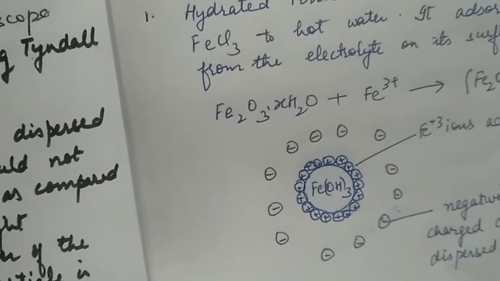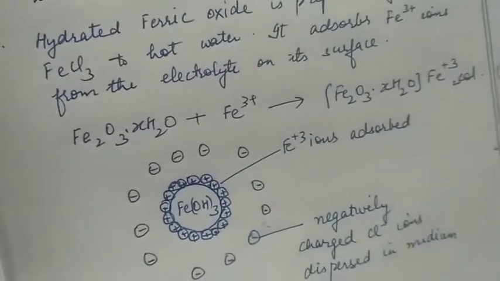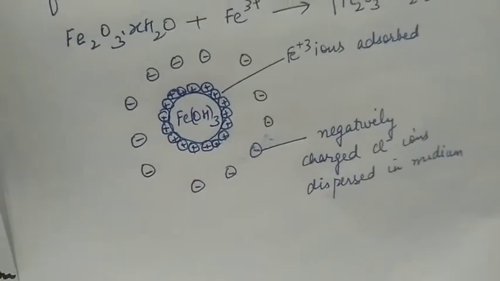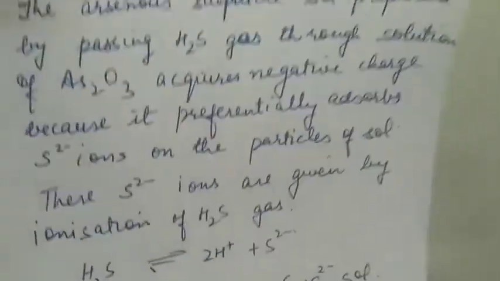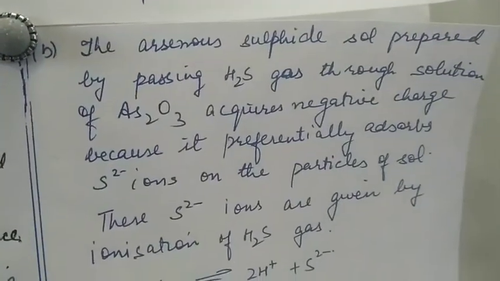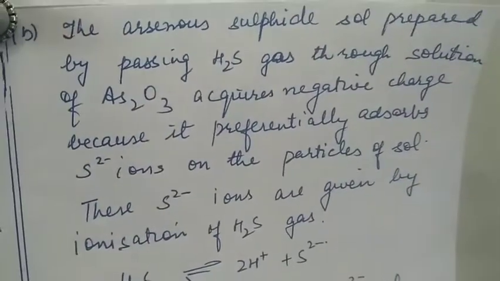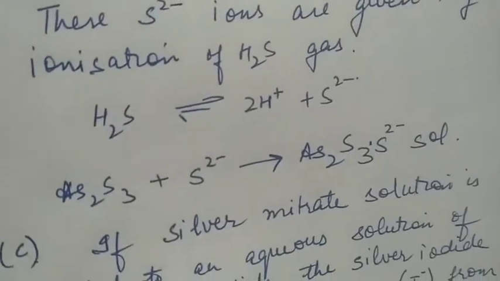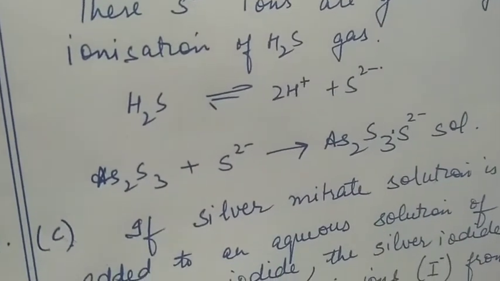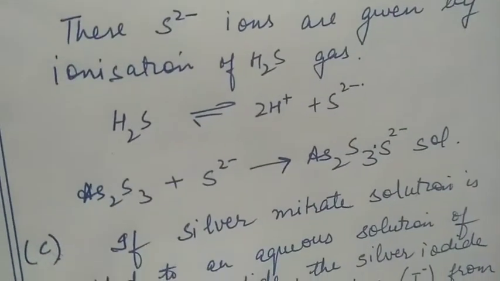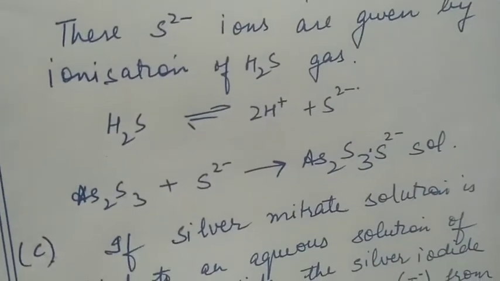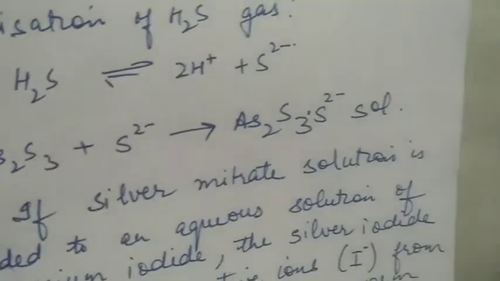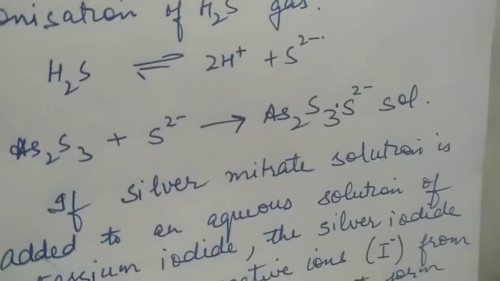So you can see that ferric hydroxide has adsorbed positively charged ferric ions, and the negatively charged chloride ions get dispersed in the medium. Then we also have the example of arsenous sulfide, which is prepared by passing H2S gas through a solution of arsenic oxide, and it acquires negative charge by preferential adsorption of sulfide ions formed by the dissociation of H2S. H2S dissociates into hydrogen ions and sulfide ions. Sulfide ions are adsorbed by arsenous sulfide particles to form negatively charged arsenous sulfide sol.